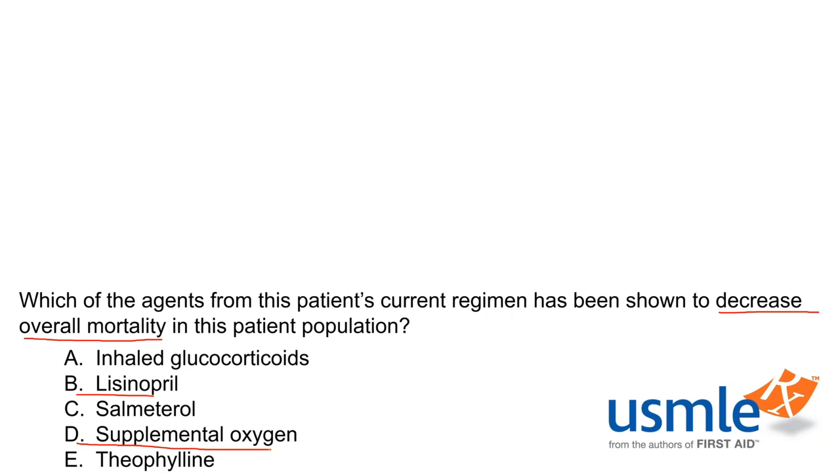Salmeterol is a long-acting beta agonist, and once again can be used in COPD as well as asthma. It decreases hospitalizations, exacerbations, symptoms, and breathlessness, but does not decrease mortality, so that one can't be the right answer either. Supplemental oxygen does decrease mortality when worn greater than 15 to 18 hours a day in patients that are classically hypoxic at rest, as well as a few other clinical indications, and we'll get into those in just a second.